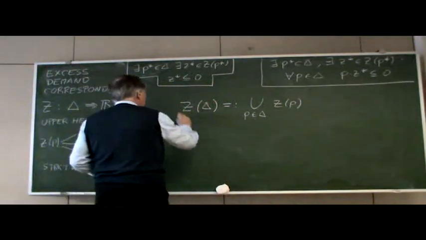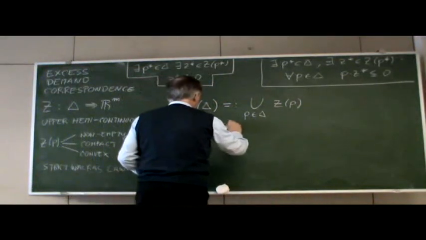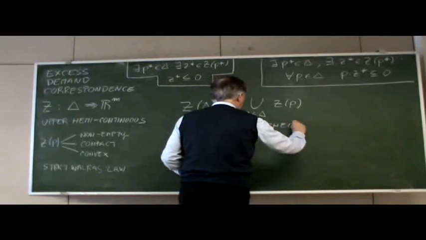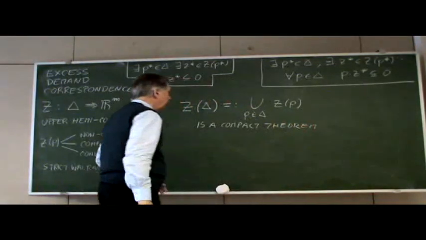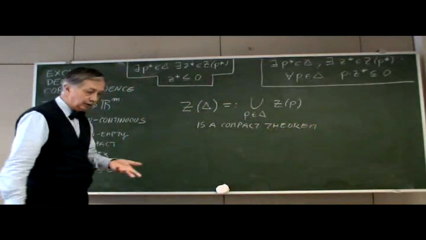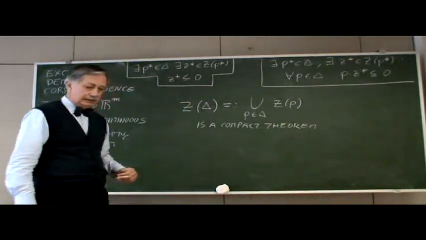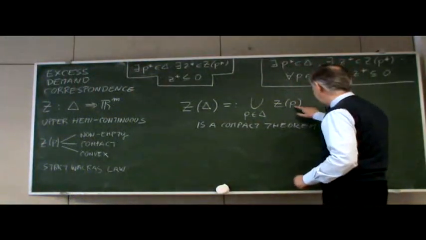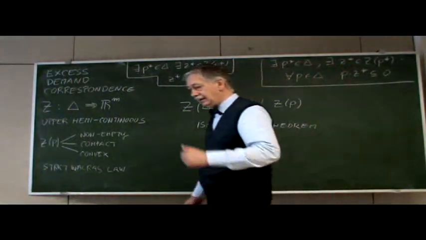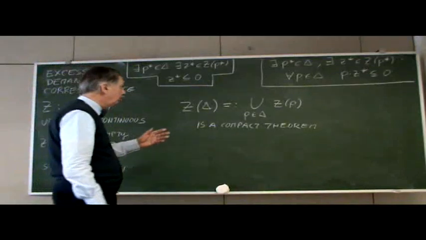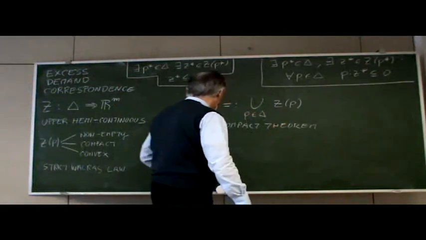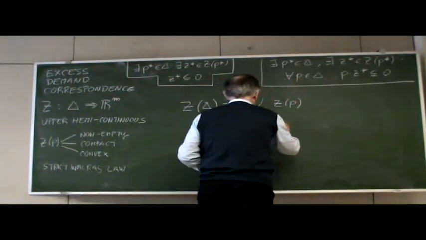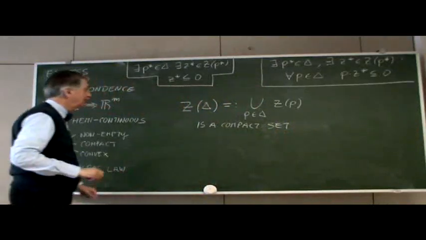This is a well-known theorem about upper hemicontinuity. Since delta is compact, obviously, and Z is upper hemicontinuous, and every Z of P is compact, then also the union of all these Z of P is a compact set. Is a compact set, sorry.